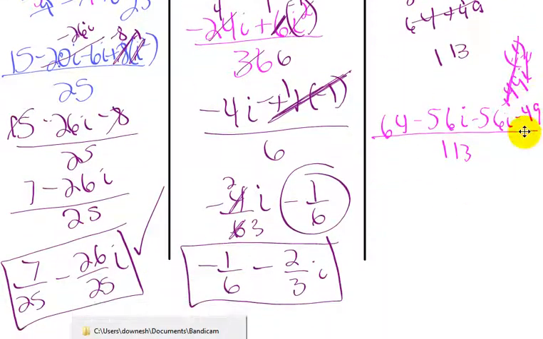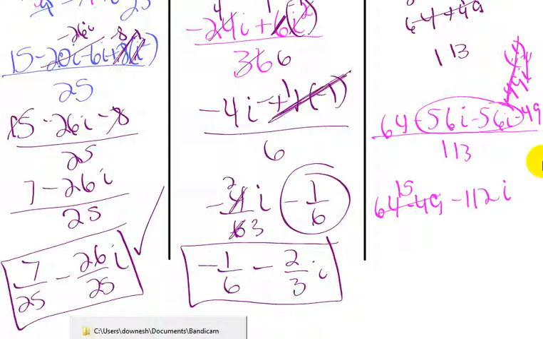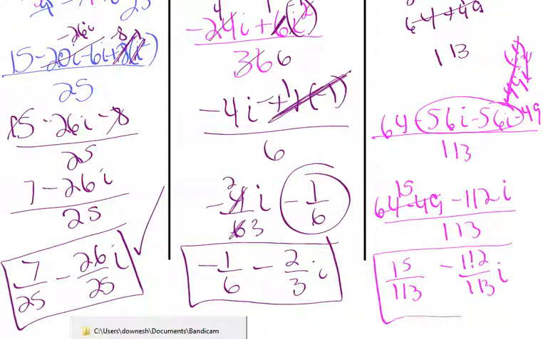Alright, now continuing, we're going to have 64 minus 49, which is 15. And then negative 56i twice is negative 112i over 113. So now let's split it up. 15 over 113 minus 112 over 113 i. And that's our answer.